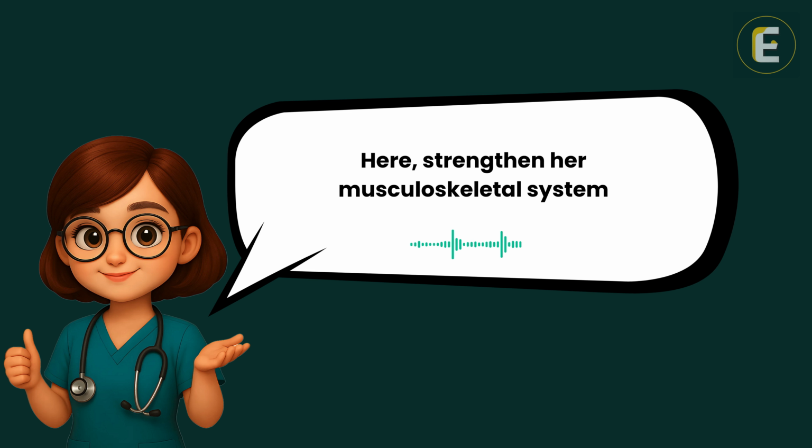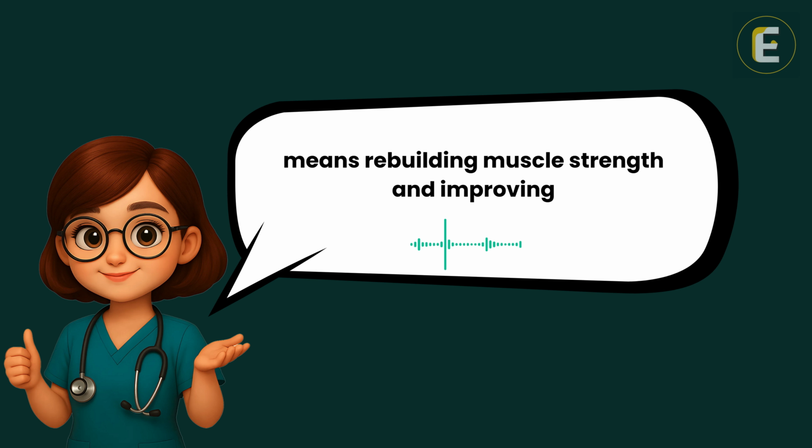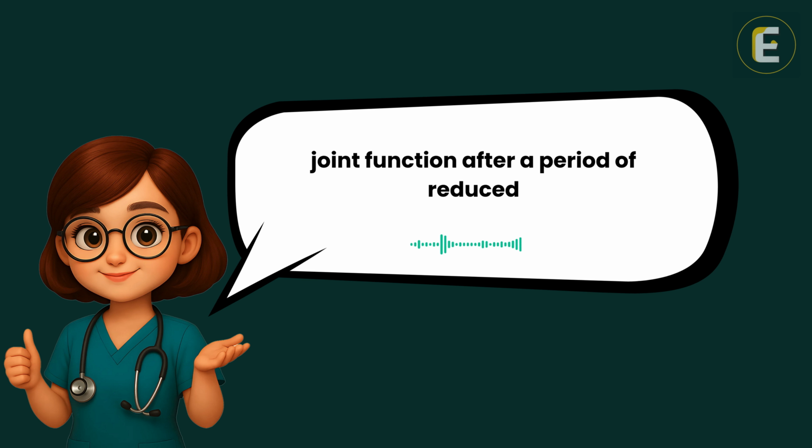Here, strengthen her musculoskeletal system means rebuilding muscle strength and improving joint function after a period of reduced mobility. Moving on to the neurological system, this encompasses the brain, spinal cord, and nerves. For example, the neurological examination revealed normal reflexes and motor function.